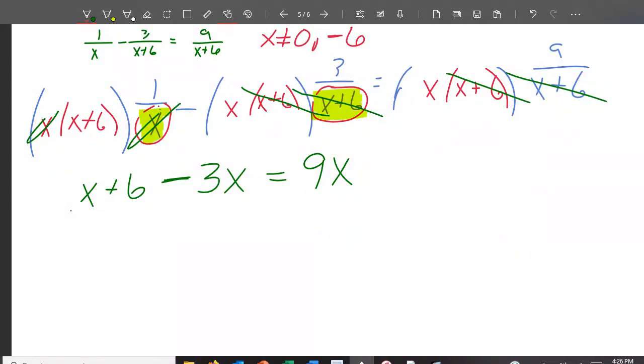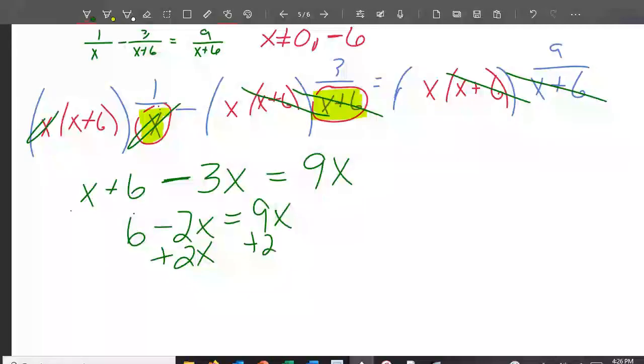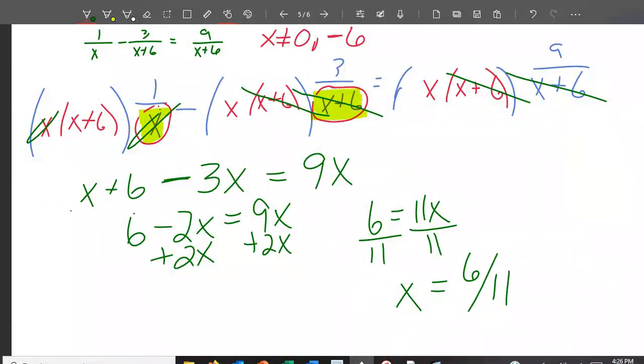Now, we're going to combine like terms. On the left, we can combine the 3 and the X. We get negative 2X equals 9X. We're going to add 2X to both sides. So we get 6 equals 11X. Divide by 11. So X turns out to be 6 over 11. Not 11 over 6, 6 over 11.